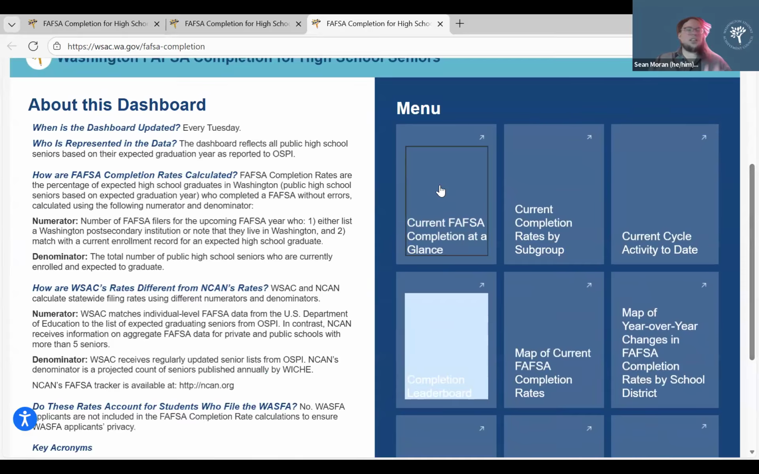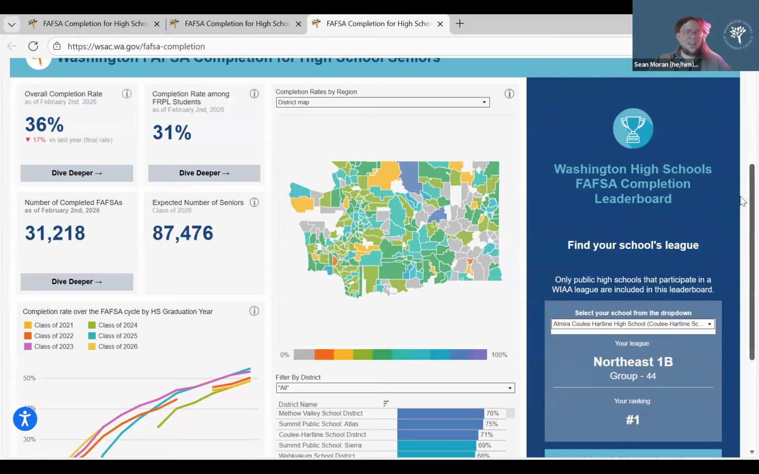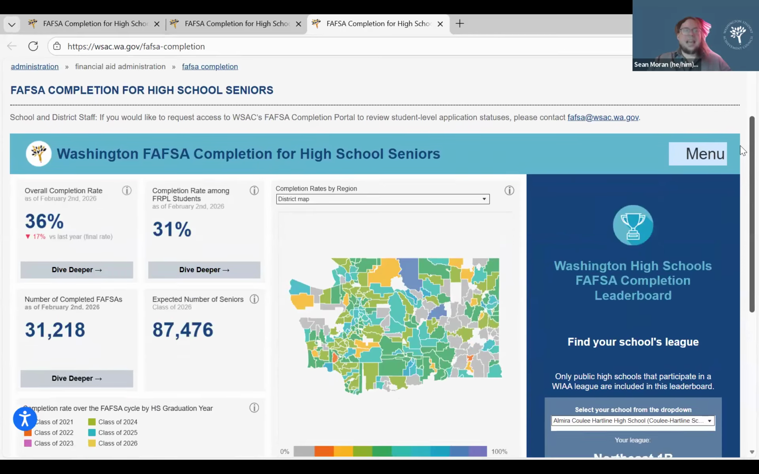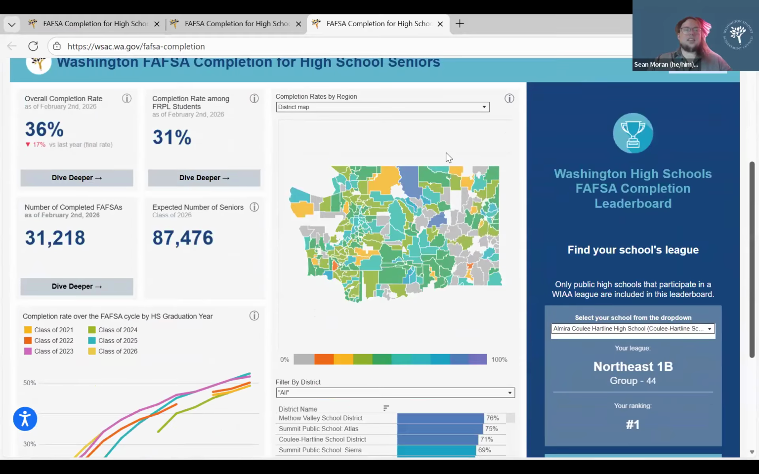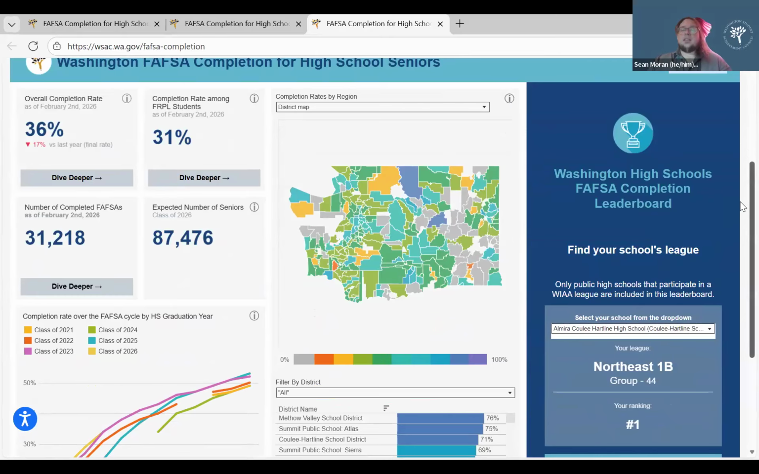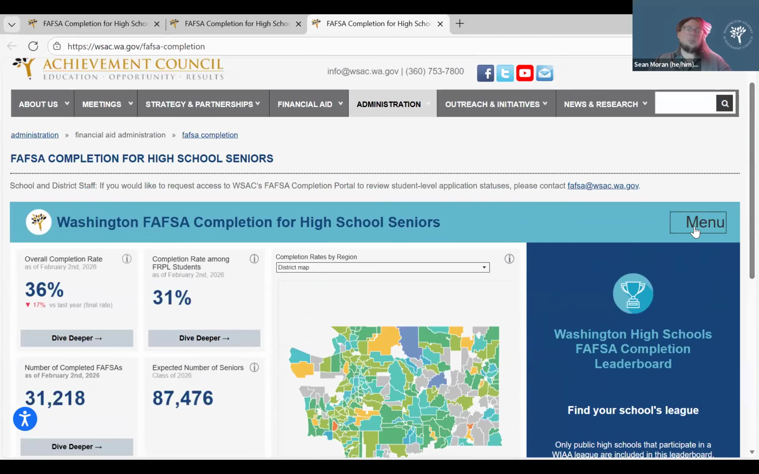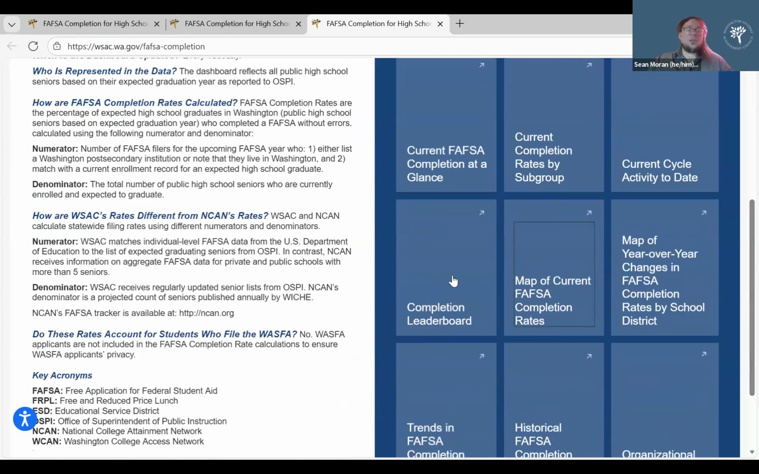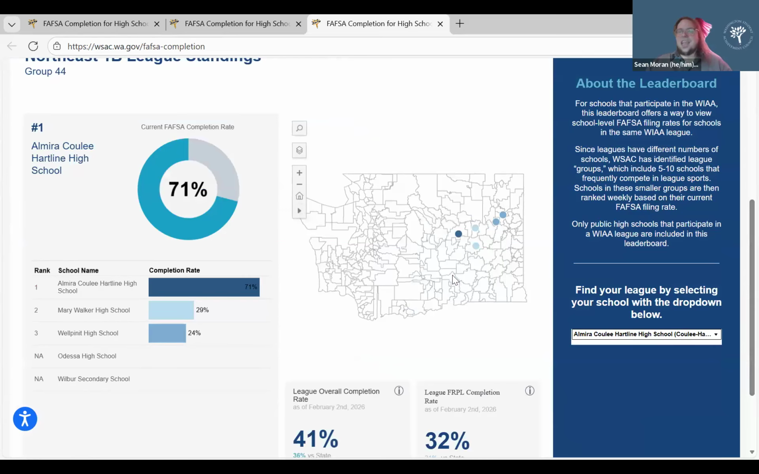Okay. I do want to quickly go back so you can see this. This is the completion data in general, at a glance. This is the trends. This is where you can see some of the totals. And then this is where you see things like the district maps and the leaderboard. But you can go to menu and then go to the other options. And I want to go over the leaderboard, and I know I already mentioned parts about it, so I won't go over that piece again.